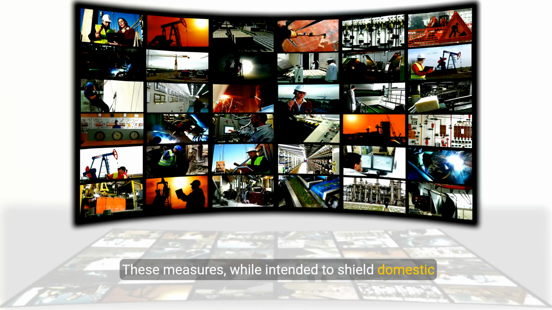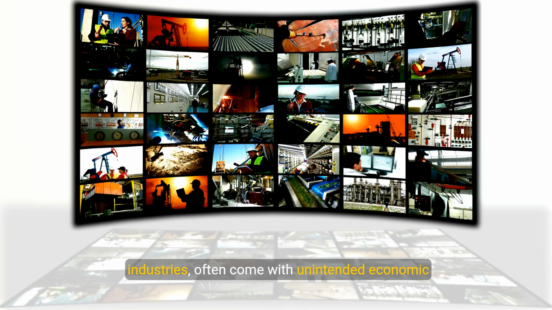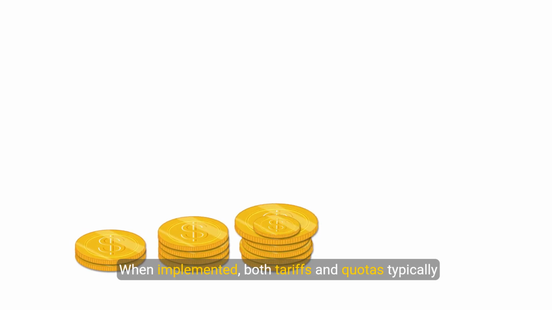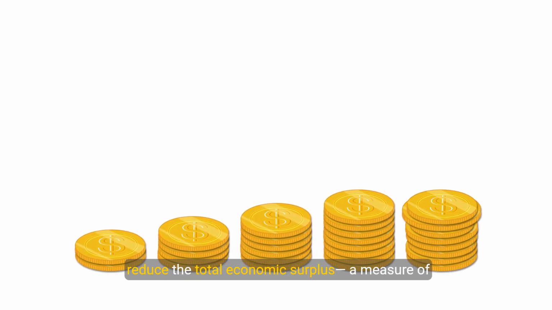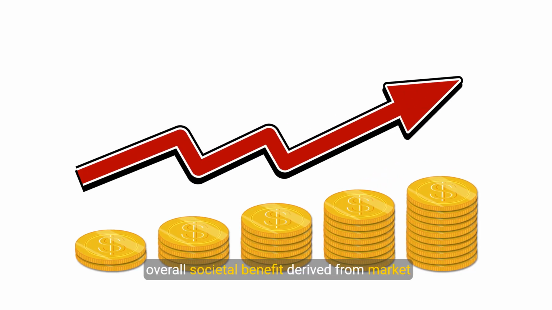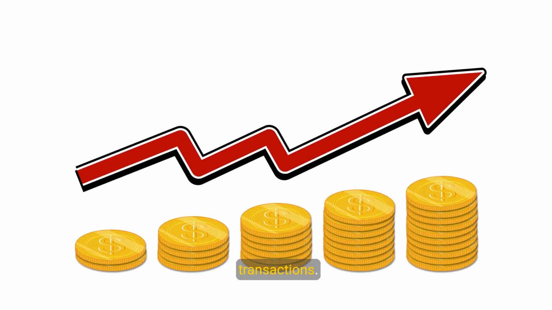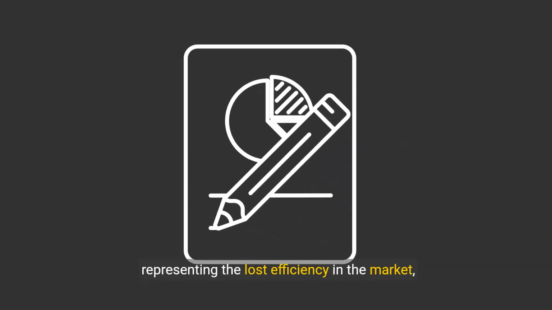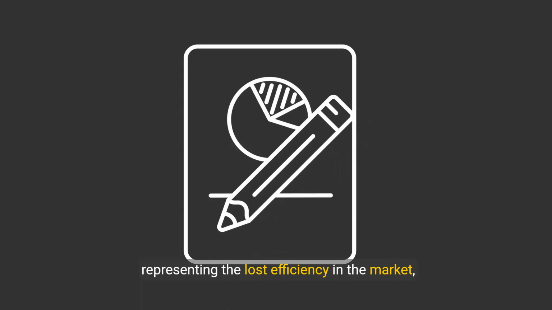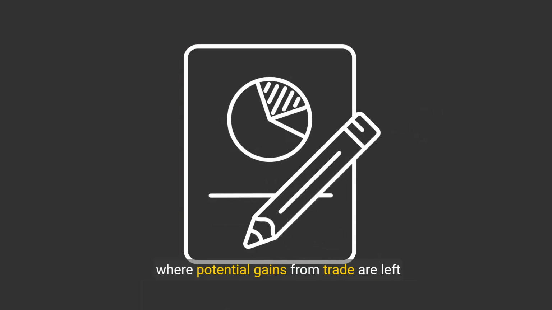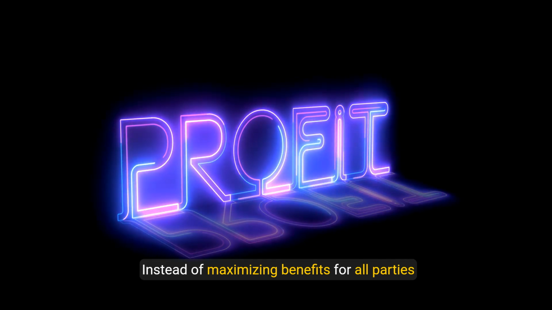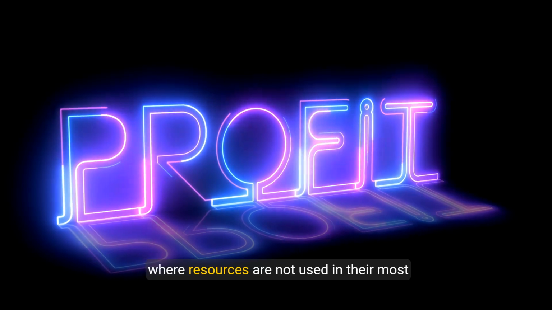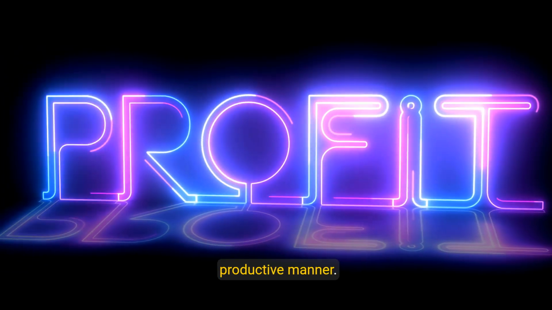These measures, while intended to shield domestic industries, often come with unintended economic consequences. When implemented, both tariffs and quotas typically reduce the total economic surplus, a measure of overall societal benefit derived from market transactions. This reduction manifests as deadweight loss, representing the lost efficiency in the market, where potential gains from trade are left unrealized. Instead of maximizing benefits for all parties involved, these restrictions create a scenario where resources are not used in their most productive manner.